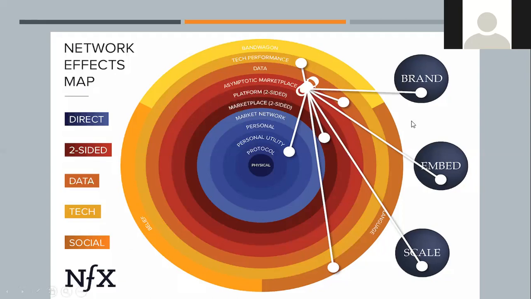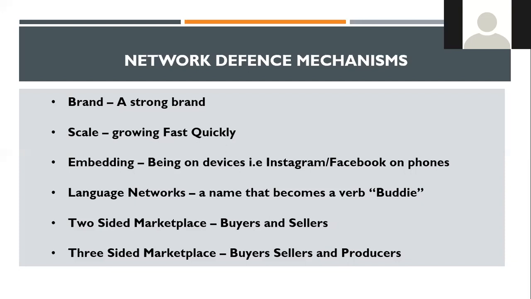So then you have the different ways you can defend the market: branding, embedding, and scale. These are the defense mechanisms. A strong brand, we definitely know about that. Scale, where you use scale to grow quickly so that you can defend your market. Embedding is what big companies like Instagram and Facebook have done. They embed their software onto devices such as phones, which means the moment you buy your phone, you have Facebook and Instagram, and you're already in the network.